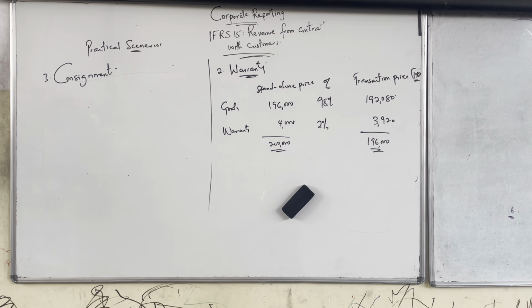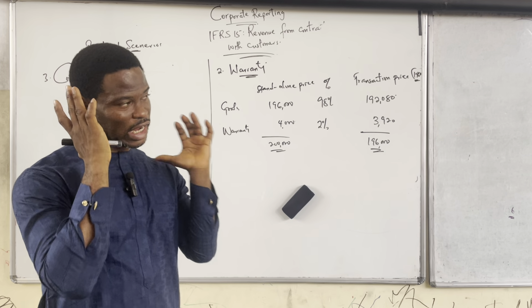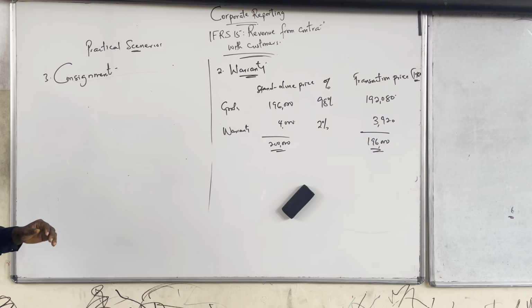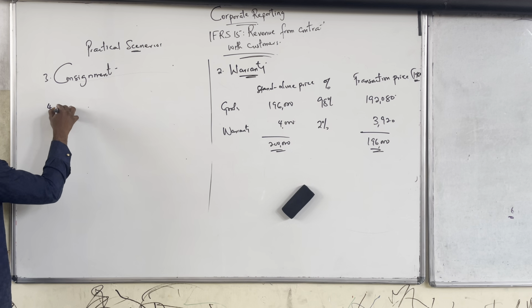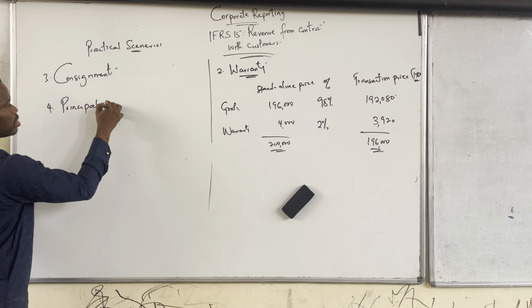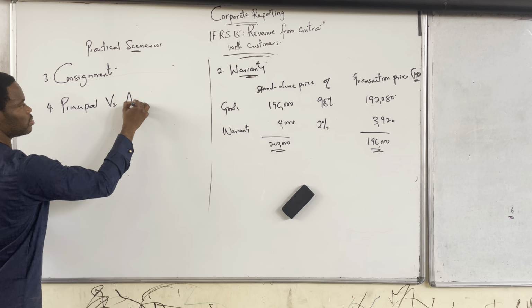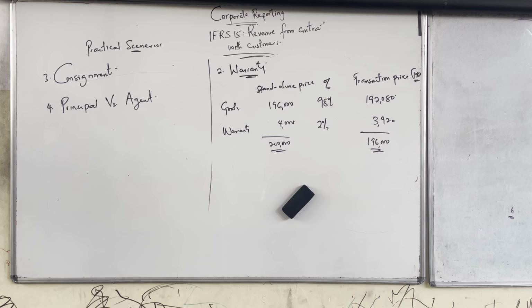Okay, but there is a lot to it, really. I just want to focus on the core accounting issues around that. Now, this is number 3. Number 4 is principal versus agent.